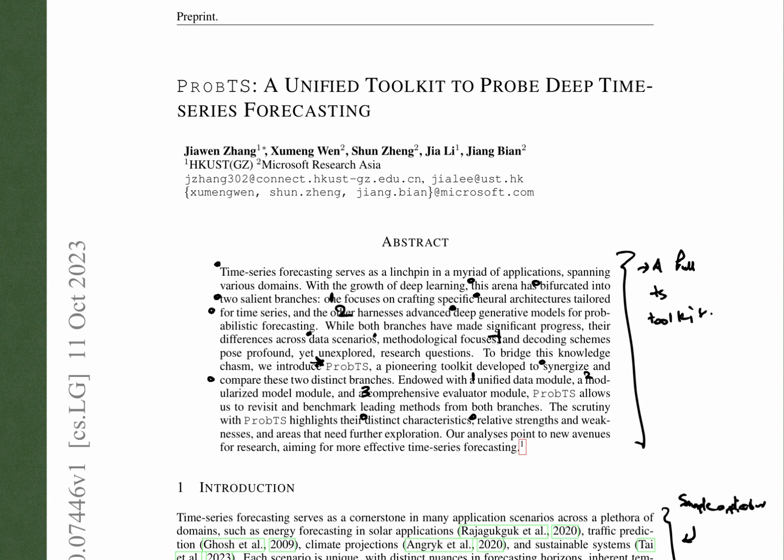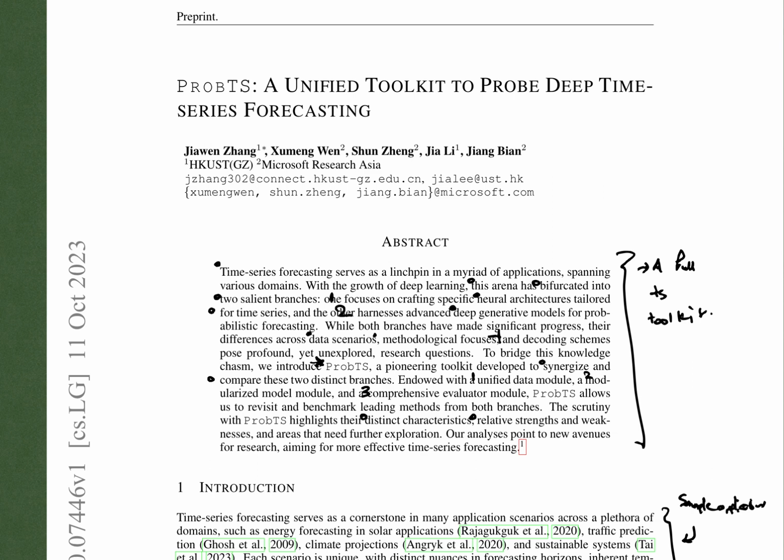Now, there are different data scenarios, different methodological focuses, different decoding schemes, for example, autoregressive versus non-autoregressive, and many other things. The purpose of this software, this ProbTS package, which is going to be publicly available, and this article in general, is to allow a toolkit to synergize and compare these different branches, these different methodologies, these different decoding schemes, and see what works where. And that is hopefully going to lead to some extent revolutionizing the time series domain in order for us to understand when a particular methodology is good to use.